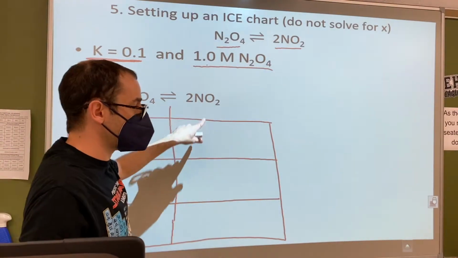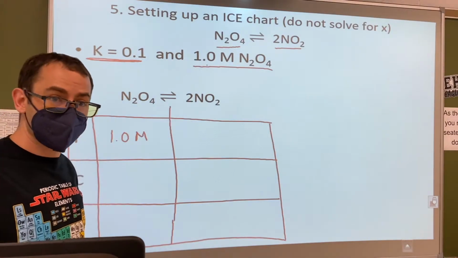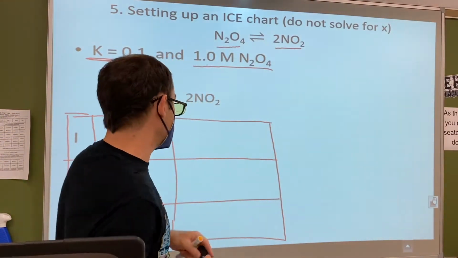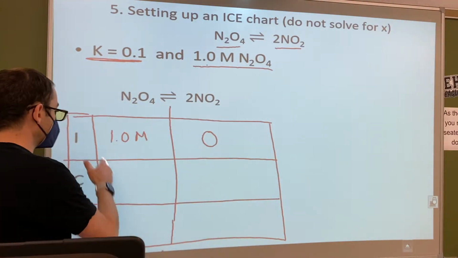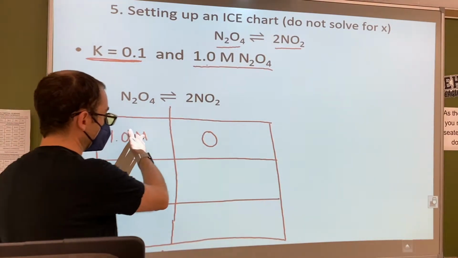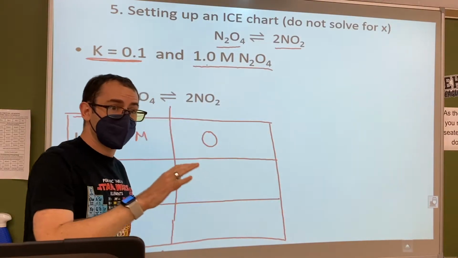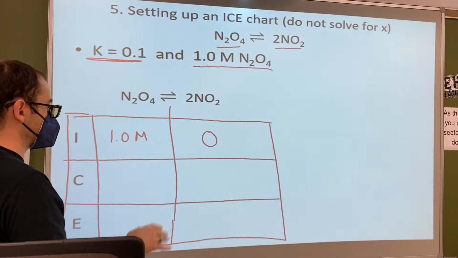How much of this product do we start with? Before the reaction, yeah, we start out with 0, right? We don't have any product. All right, so the initial of the ice chart is we have 1.0 molar of this reactant, because it told us, and then we don't have any product. We won't have any product usually when we start these things, okay? So just to keep it simple.